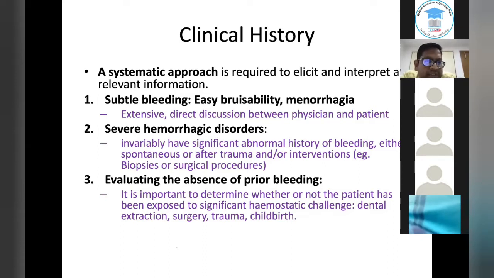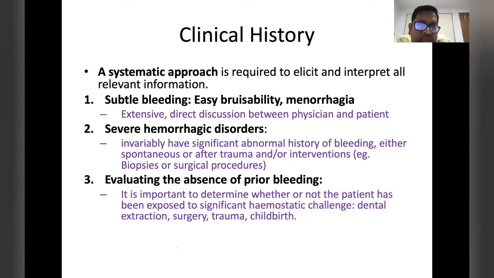Is there any manifestation of severe hemorrhagic disorder? They have a significant abnormal history of bleeding, either spontaneous or after trauma or after intervention, for example, biopsies or surgical procedures. You also have to evaluate the absence of prior bleeding. It is important to determine whether or not the patient has been exposed to significant hemostatic challenges like a dental extraction, surgery, trauma, or childbirth. So if significant bleeding happened during those procedures, that can be a significant clinical history for you.